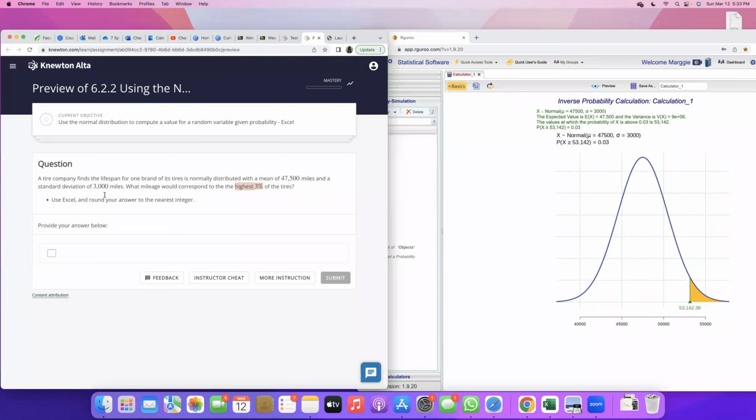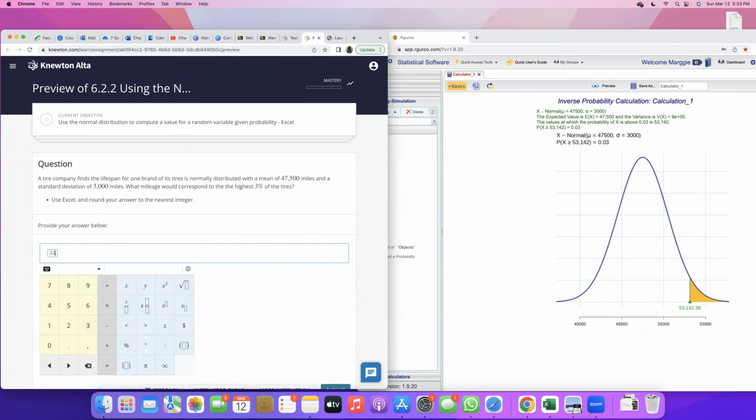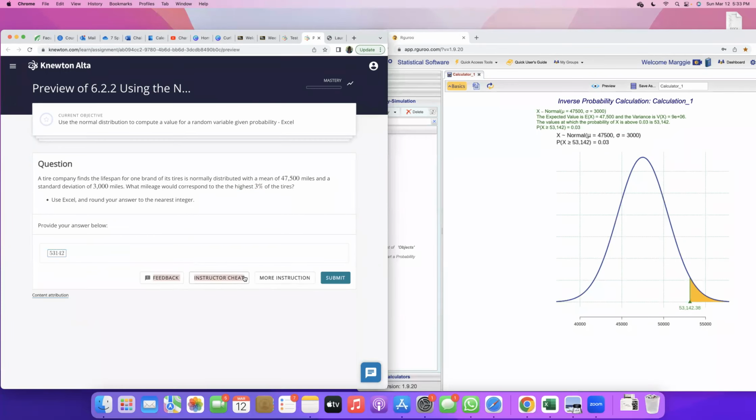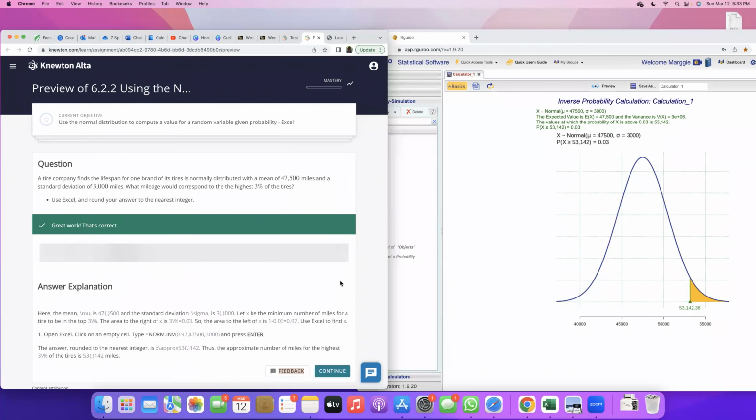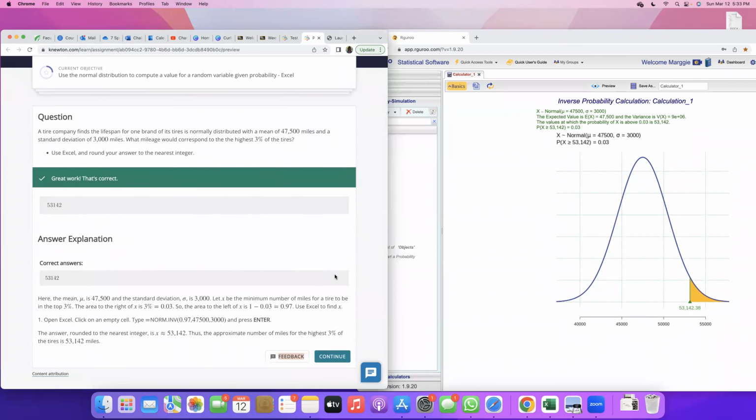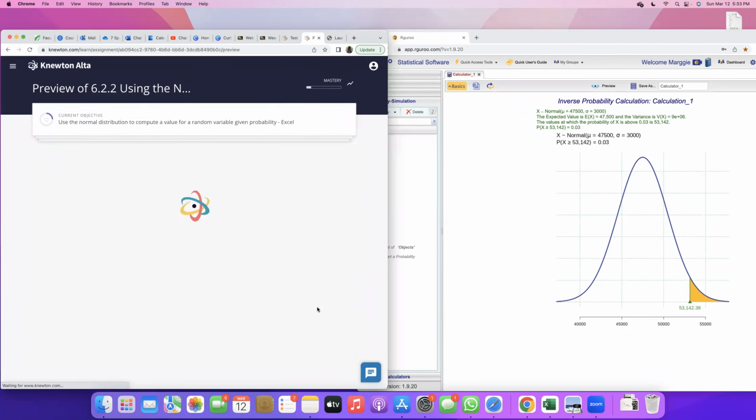So it says to round the answer to the nearest integer. So this is going to be, and I'm going to go back here, 53,142. And that should be the rounding for it. So that's the value again, the value given to you right here. It's this one as well. Okay, I cannot highlight it. So there's this value in here. All right, and so we submit that. So that's one of the problems. Let's see what we get next.